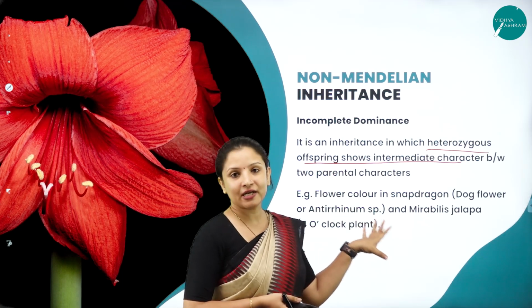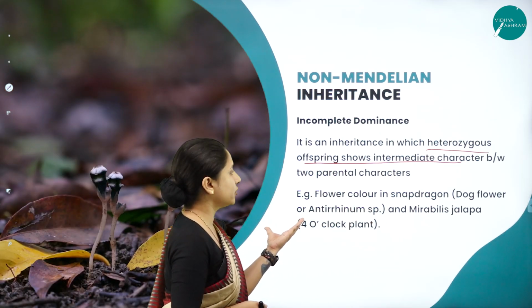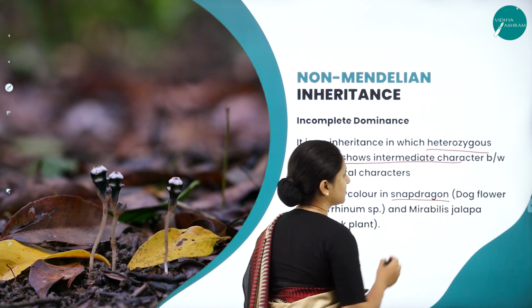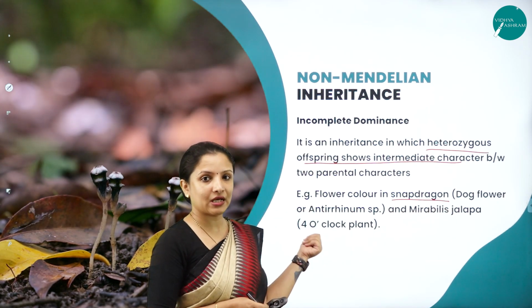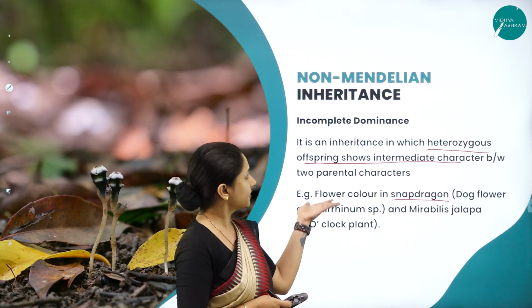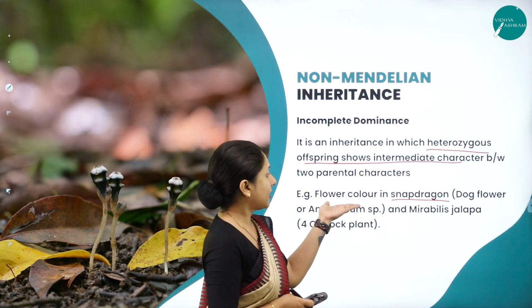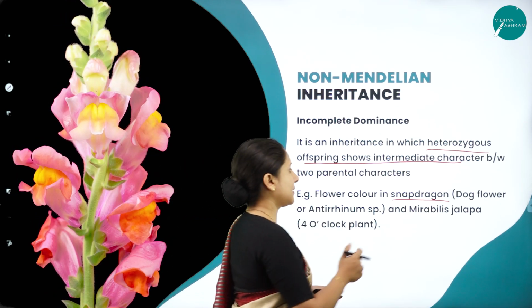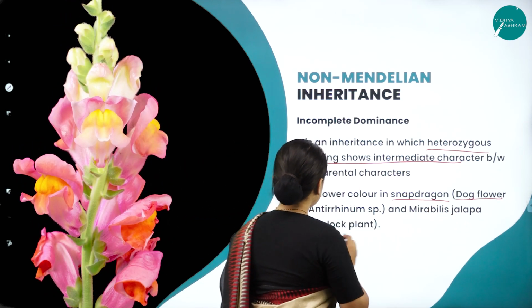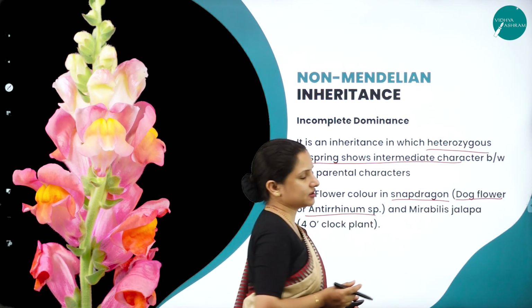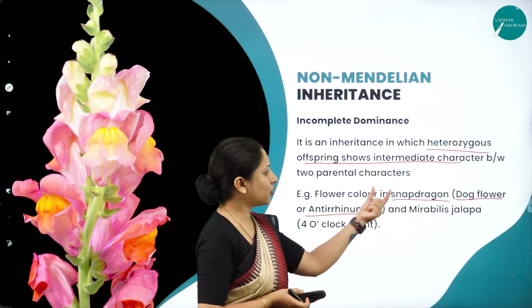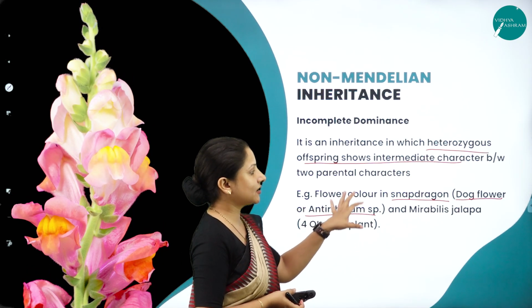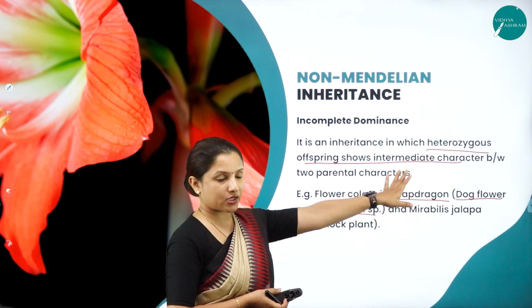In the NCERT textbook, they have taken the example of flower color in Snapdragon. Remember the Snapdragon, it is a very important question that usually comes up in the exam: explain incomplete dominance using Snapdragon. One more name for Snapdragon is dog flower. One more name for Snapdragon is Antirrhinum species. So if they give dog flower or Antirrhinum species, don't get confused. All are one and the same. It is the name for Snapdragon itself.